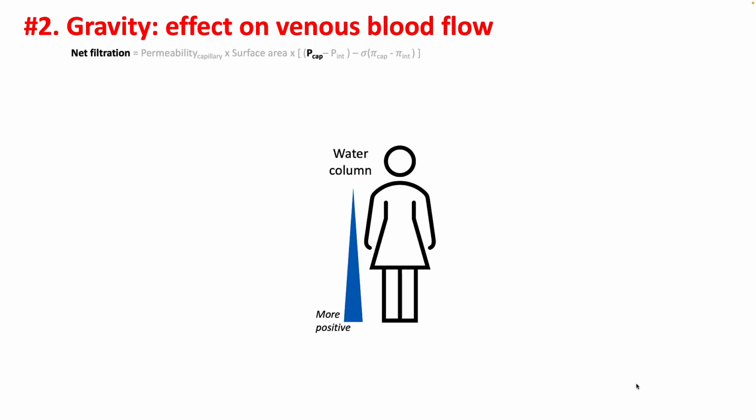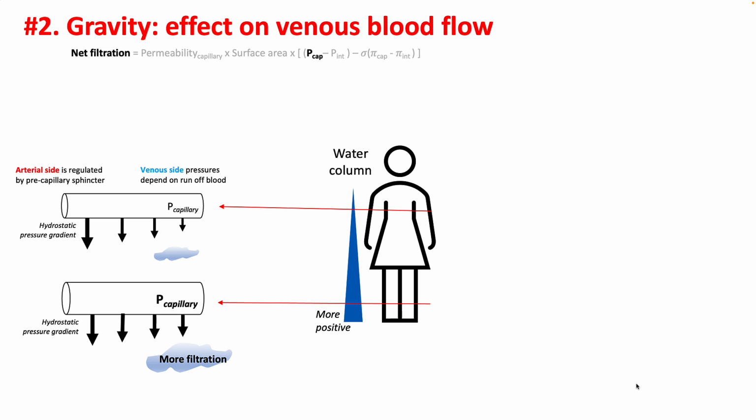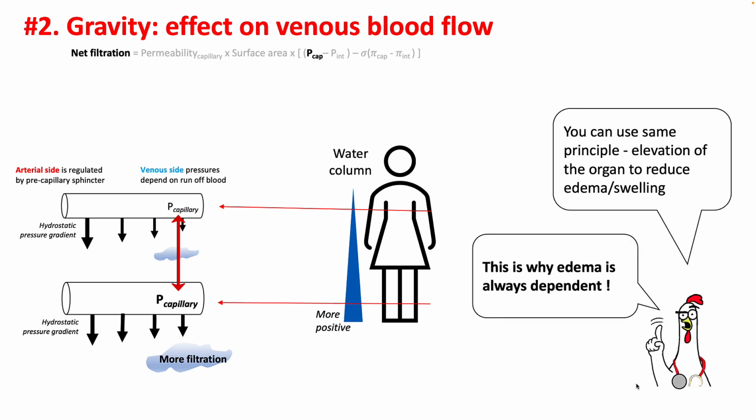So the effect of gravity on venous blood flow is really important. As you get more dependent, your peak capillary is higher, so you get more filtration. So these tissues are more predisposed to develop edema. You can use the same principle when you treat these patients by elevating the organ to reduce edema or swelling.